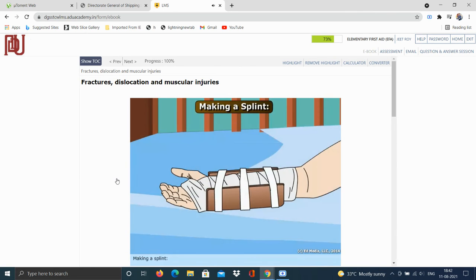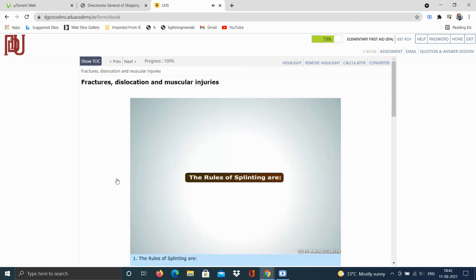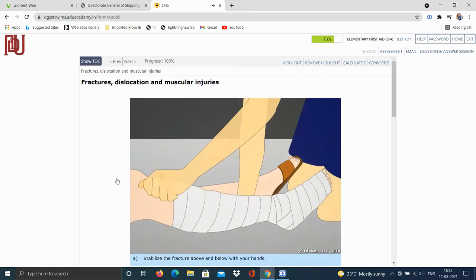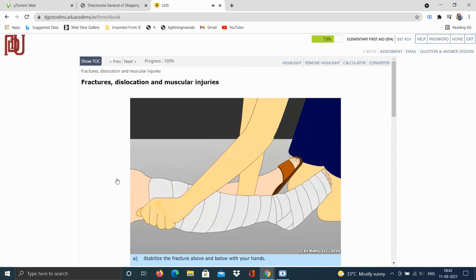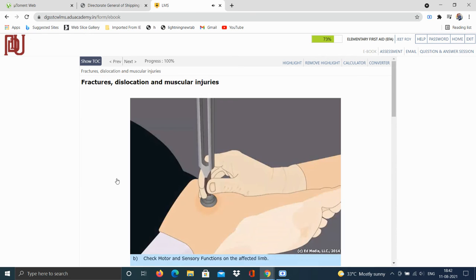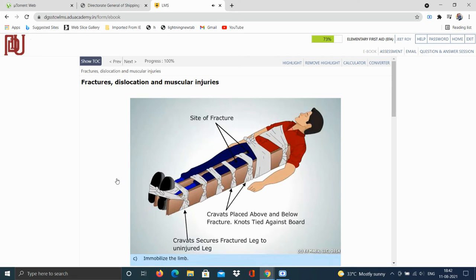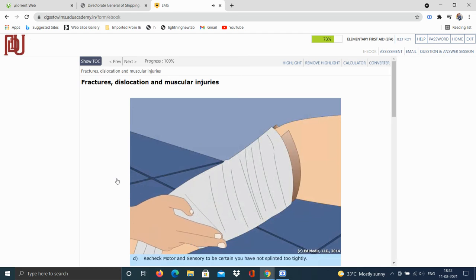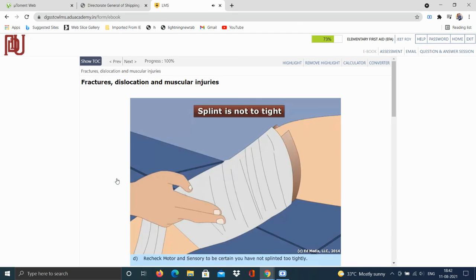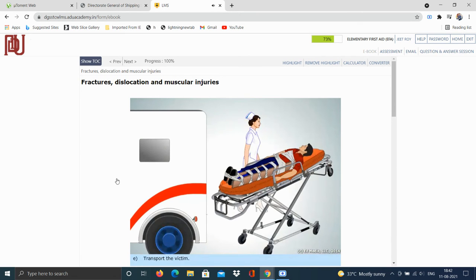Making a splint. 1. The rules of splinting are: A. Stabilize the fracture above and below with your hands. B. Check motor and sensory functions on the affected limb. C. Immobilize the limb. D. Recheck motor and sensory to be certain you have not splinted too tightly. E. Transport the victim.